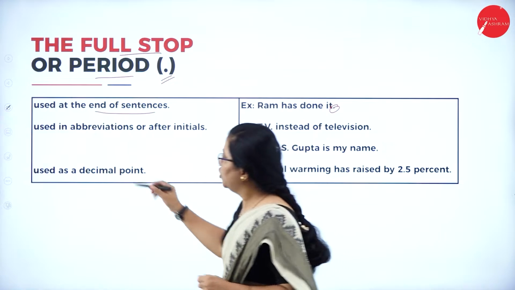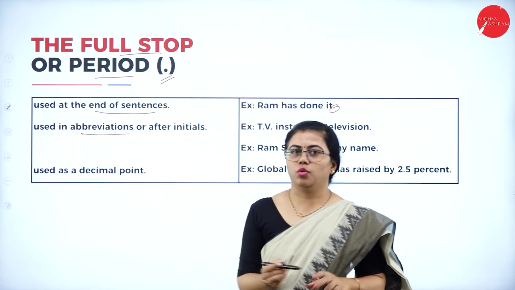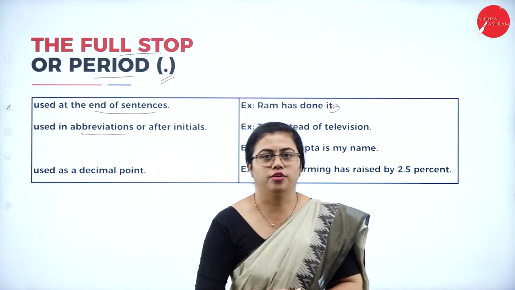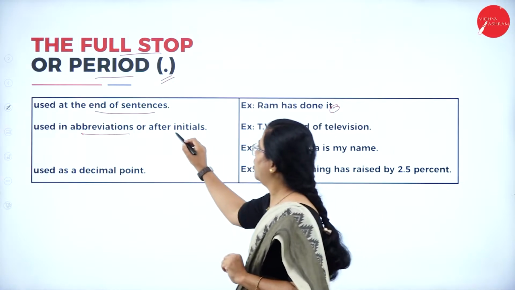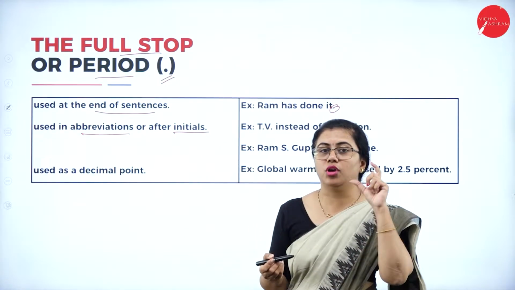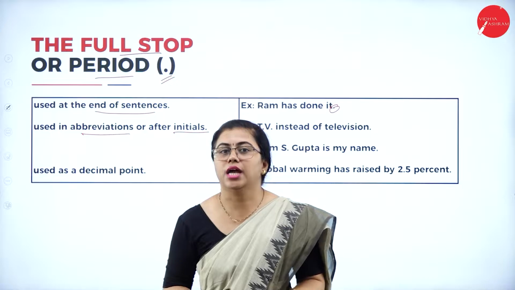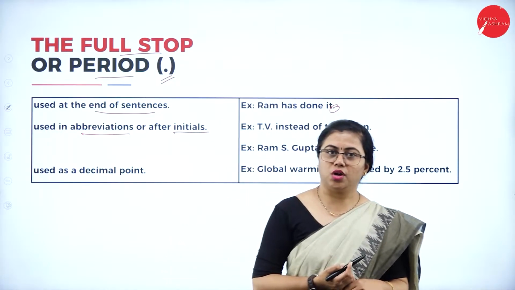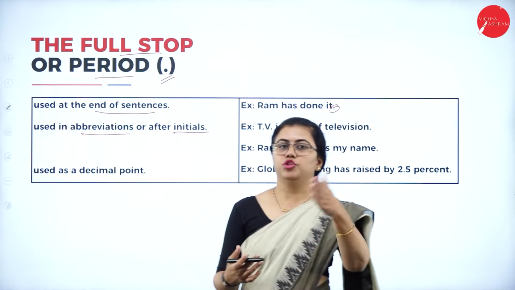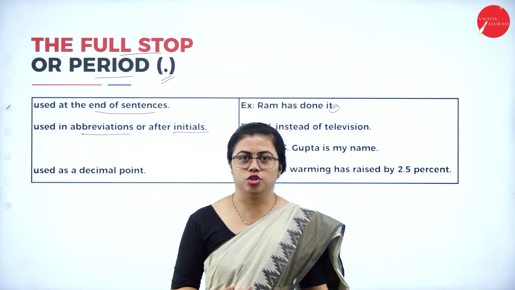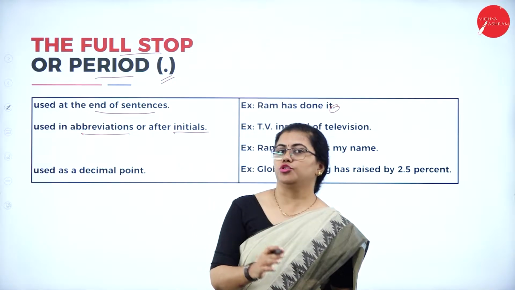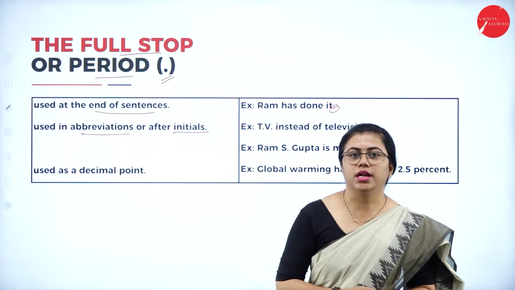It is also used in abbreviations. What is an abbreviation? It's the short form. Abbreviation also after initials. In your name you have an initial, right? After that also a full stop is used. Many people write a full stop just before the initial also, which is wrong. So you should be very careful while using that full stop.